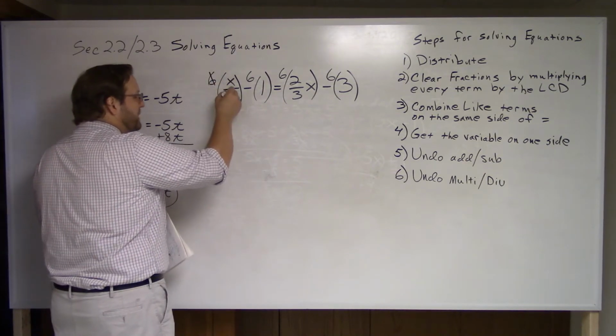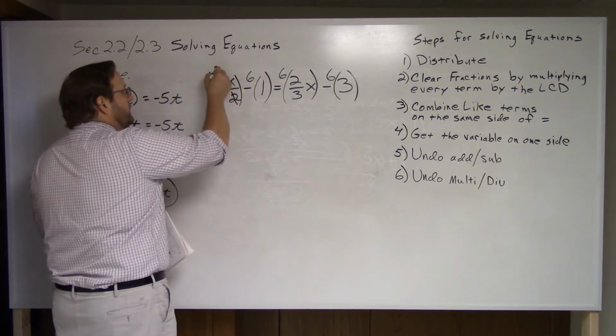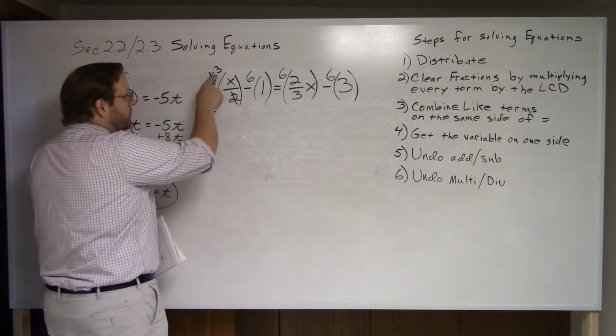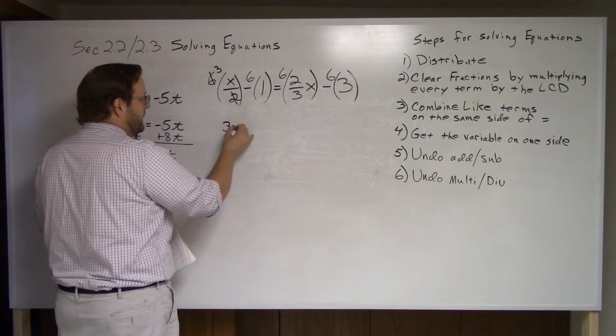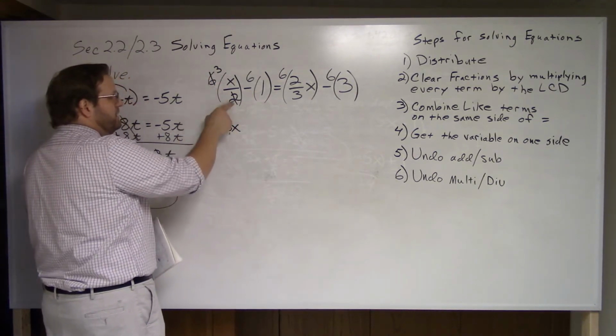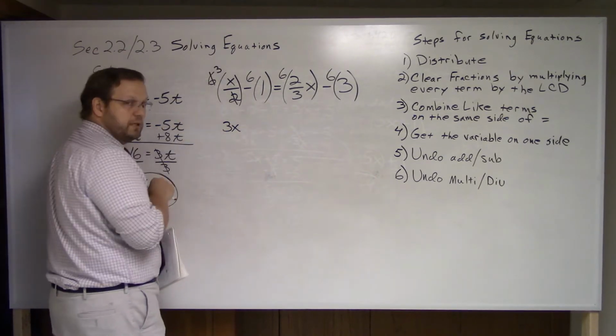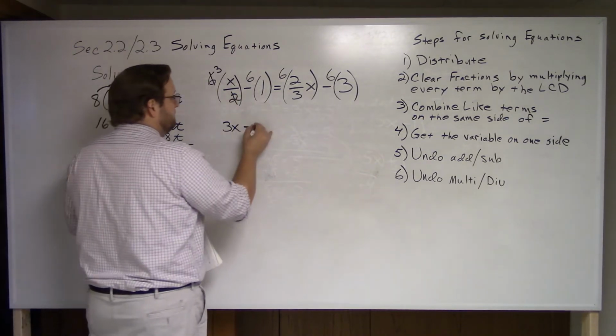6 divided by 2 is 3. 3 times x is 3x. Again, 6 divided by 2 is 3, and then 3 times x. 6 times 1 is just a 6.